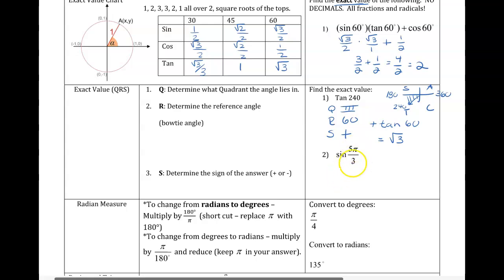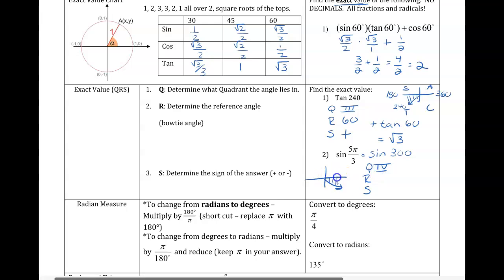So for the next one, now this is currently in radians. I can easily convert that to degrees by replacing pi with 180. I like to think of 180 divided by 3 is 60, and then just doing 60 times 5 being 300. So we're looking at sine of 300. I would do the same exact thing, QRSing it. A 300-degree angle would be in quadrant 4.